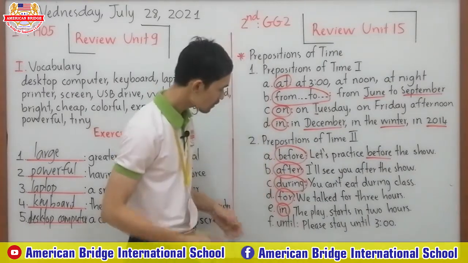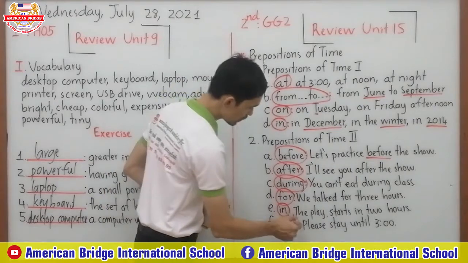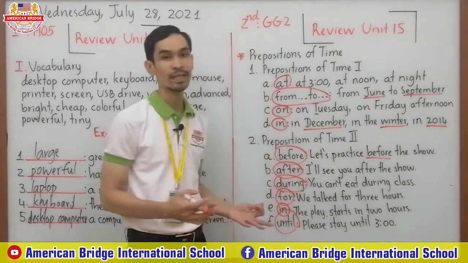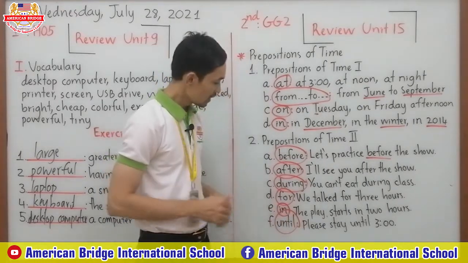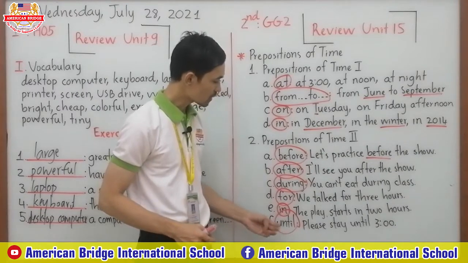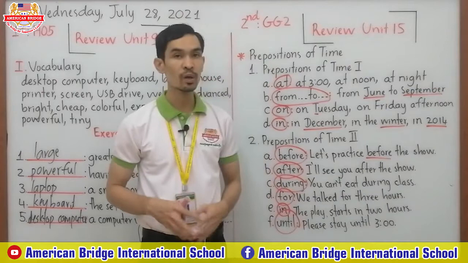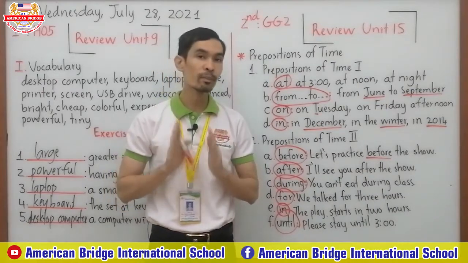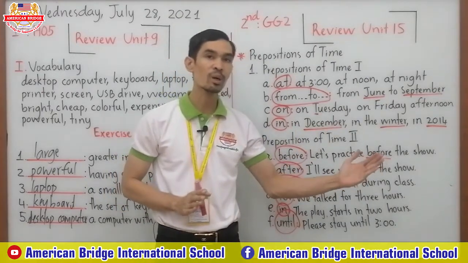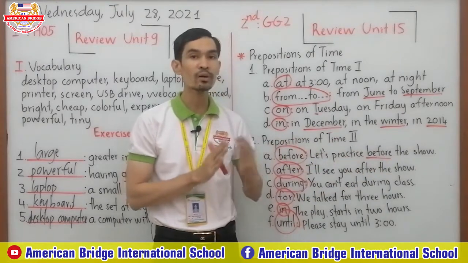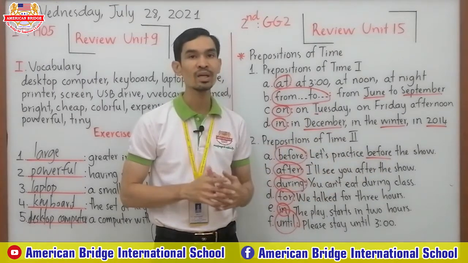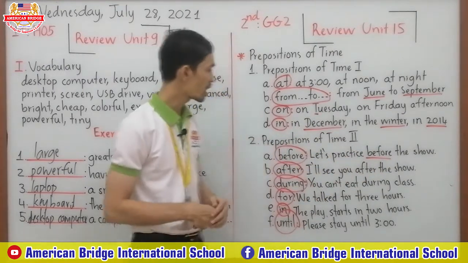Well, now let's continue to the last one, until, okay? Until. This is the last preposition for today. Please stay until 3 o'clock. So you stay from now until 3 o'clock, you have to wait or you have to stay there, right? So this one, until.